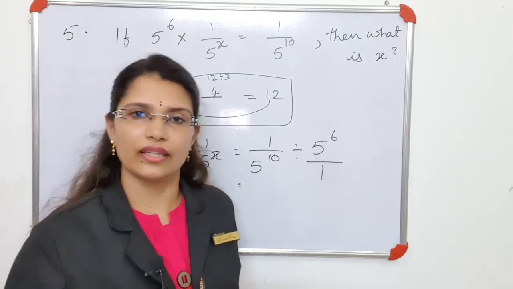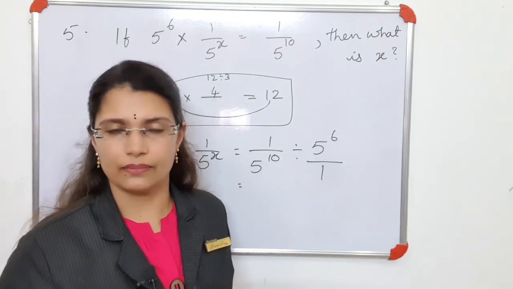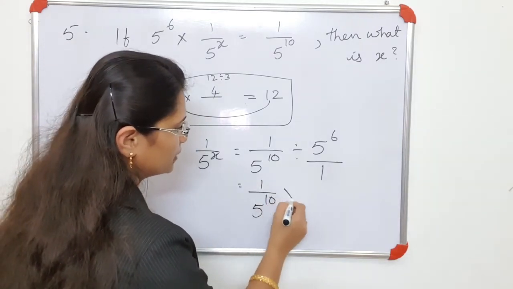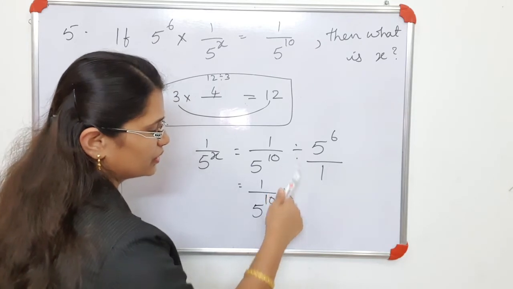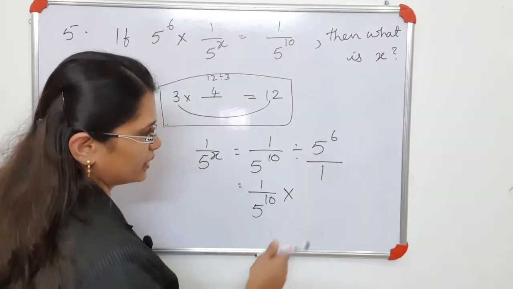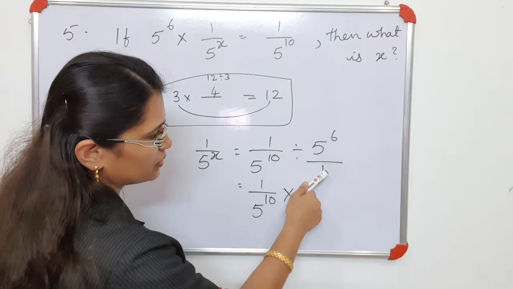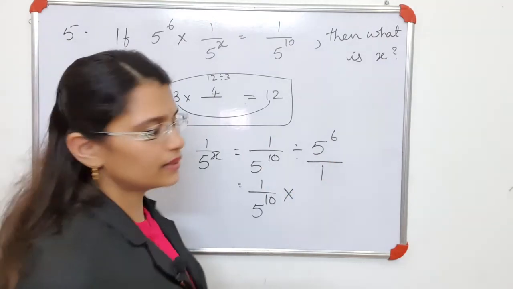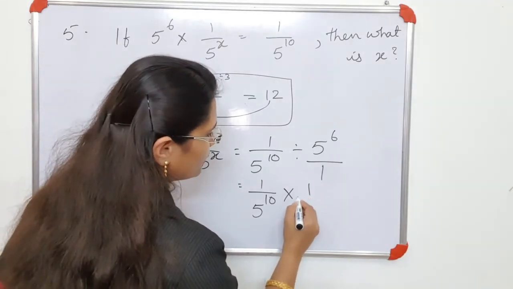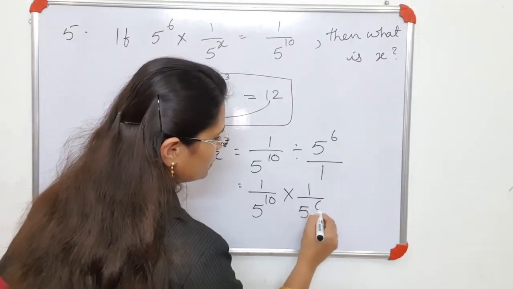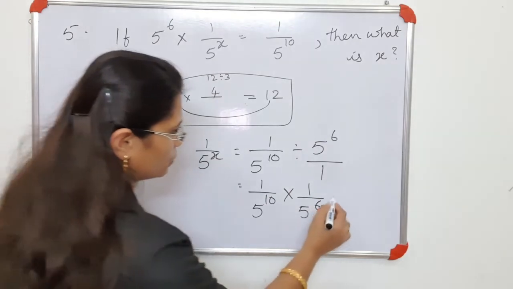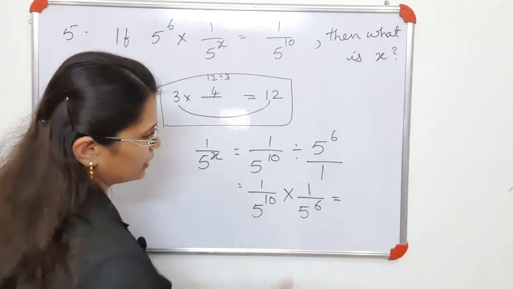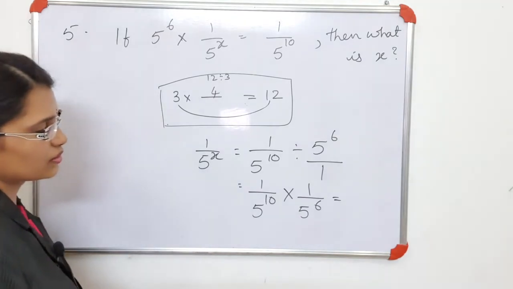So how can you divide the fraction? Take the reciprocal and then multiply. So 1 by 5 raised to 10 into, here division changed into multiplication. Then reciprocal means this 1 will go up and 5 raised to 6 will come down, right? So 1 by 5 raised to 6 is equal to, what is 1 by 5 raised to 10 into 1 by 5 raised to 6?